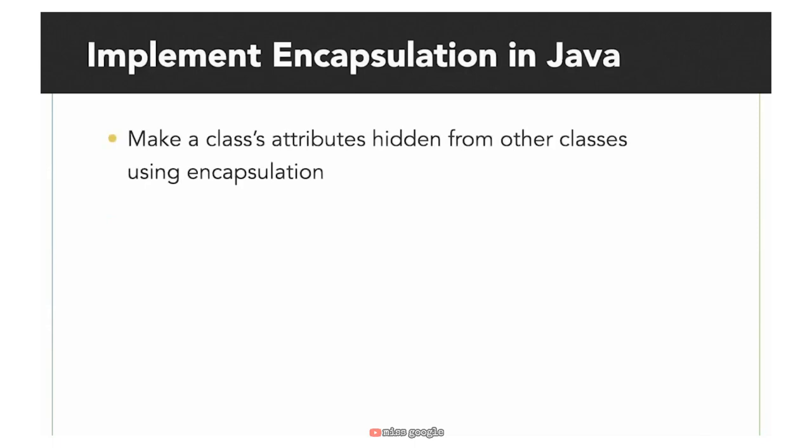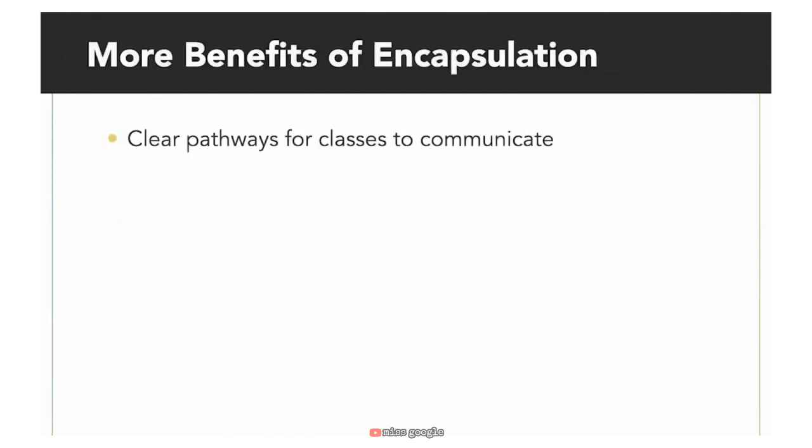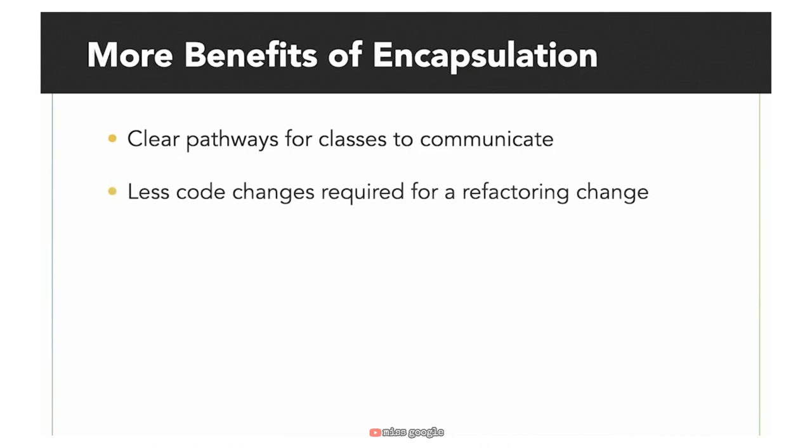To make our program more robust to changes, we can make a class's attributes hidden from other classes using encapsulation. The data would still be accessible, but only indirectly through the methods of the class. This would allow us to create specific pathways for the classes to communicate without making them heavily dependent on each other. By preventing other classes from having direct access to certain attributes, our programs become more secure and less error-prone, because when a given change has to be made, it will result in less code changed.